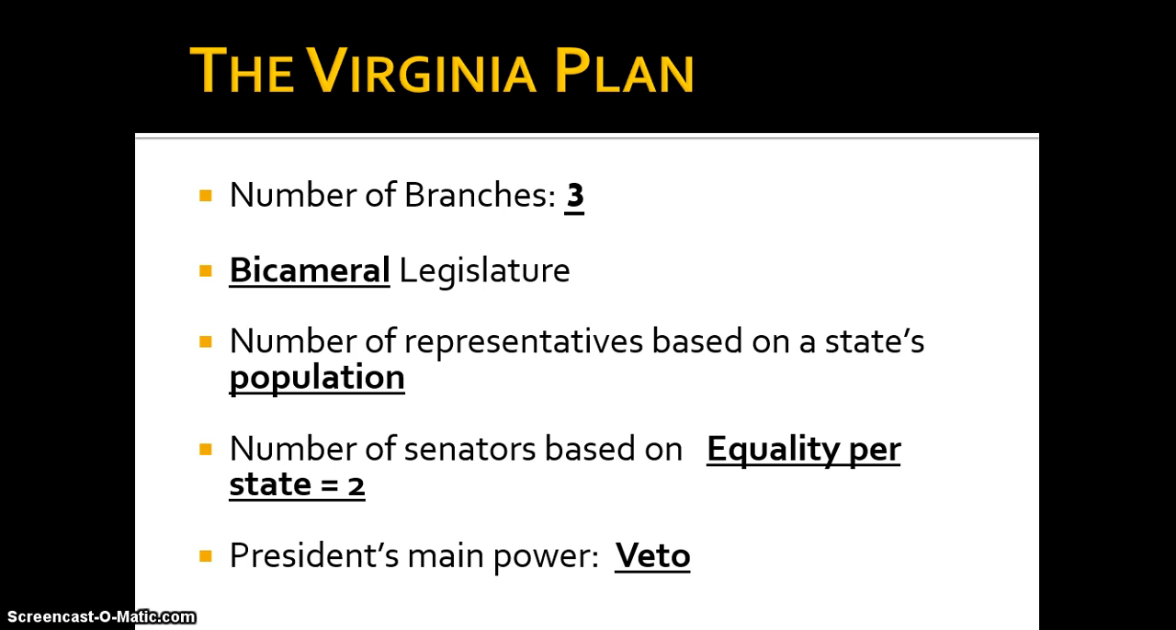Some states wanted it to be equal. They thought that each state should have the same amount of pull in the national government. Others argued that if one state is equal to another, the populations aren't equal. So the larger states would not have as much of a say-so in the government as the smaller states. The smaller states' votes would actually count for more, percentage-wise, based on population. So under the Virginia Plan, they compromised and did both. The main presidential power under this plan was veto.